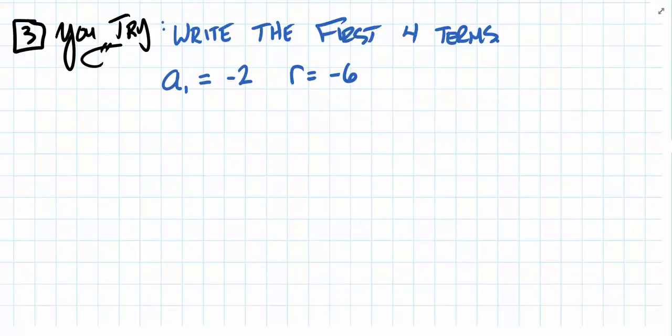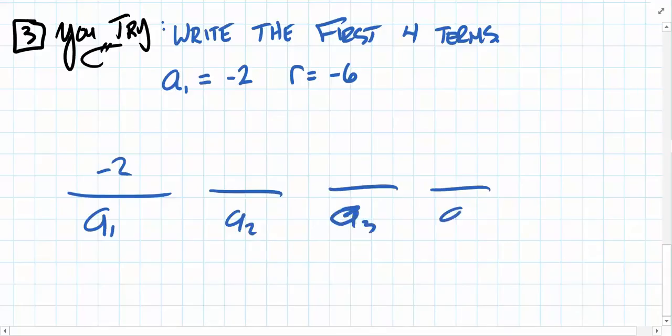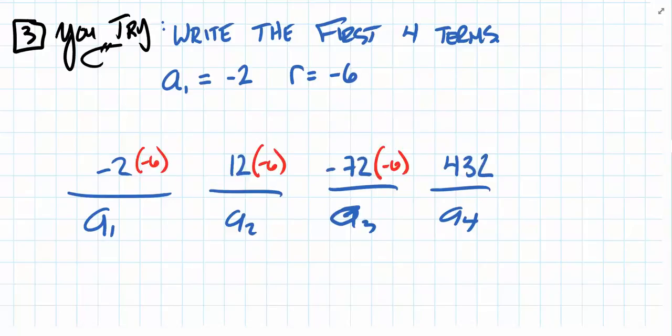Okay, box number 3, this is a you-try. It says write the first 4 terms of the geometric sequence. I gave you the very first term as a value of -2. I want the second term, the third term, and then the fourth term, and you know that the common ratio is -6. Hopefully you got the right answer, but if not, here we go.